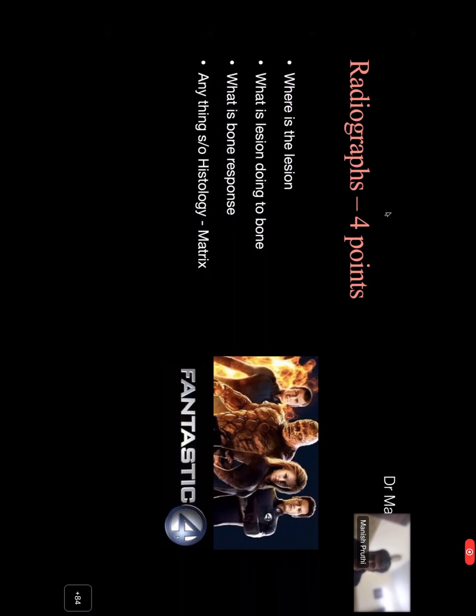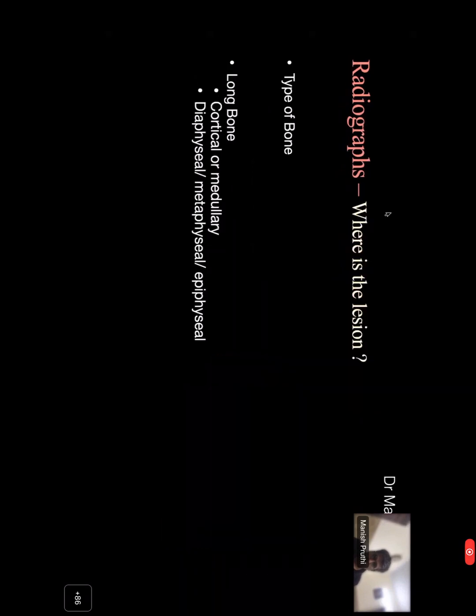If we are able to answer these questions, then more or less we'll be able to reach a differential, whether we are dealing with a benign or a malignant tumor, and what the possible differentials are. I'll go through these points one by one. The first point is where is the lesion. What we are concerned with is not the upper end or the lower end of a bone, but the type of bone, whether it's a flat bone or a long bone. If it is a long bone, whether the lesion is on the cortex, on the surface, or medullary. And if it is medullary, whether it's diaphyseal, metaphyseal, or epiphyseal, because of our differentials.